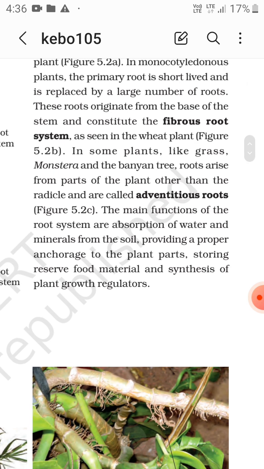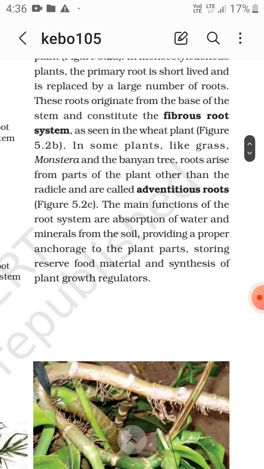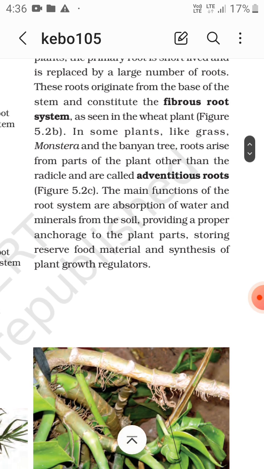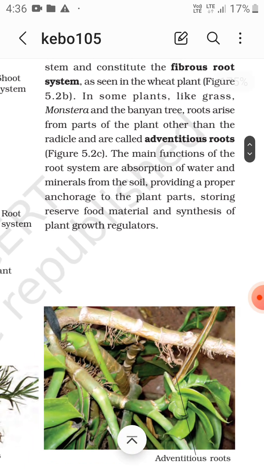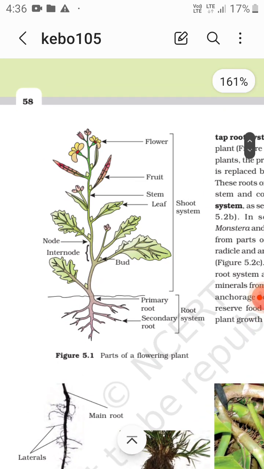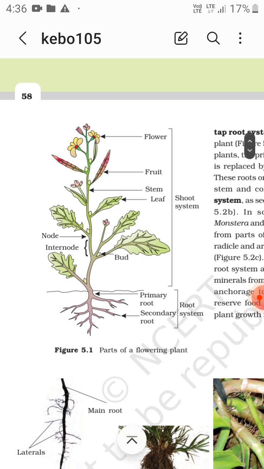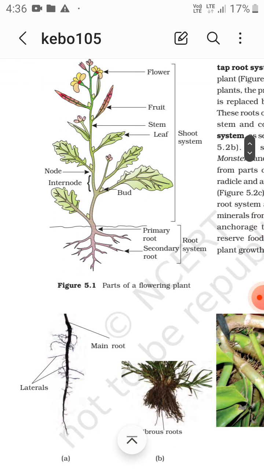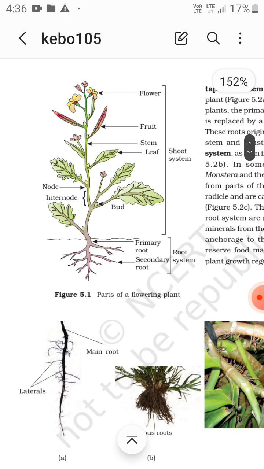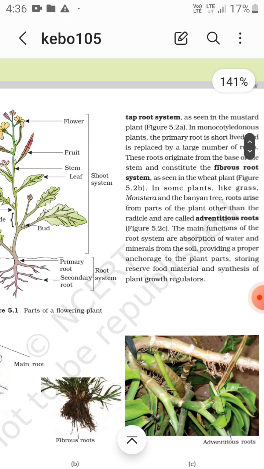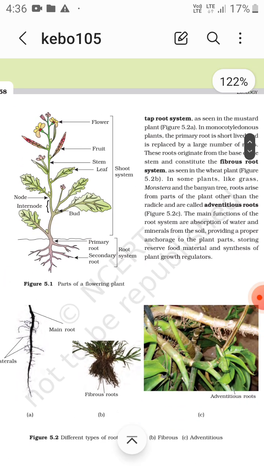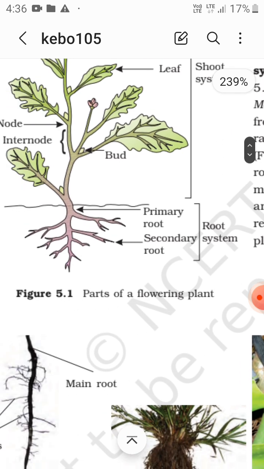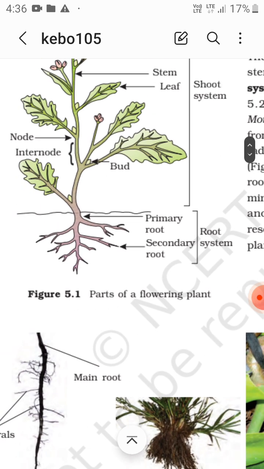The main functions of the root system are absorption of water and minerals from the soil, providing proper anchorage to the plant parts, storing reserve food material, and synthesis of plant growth regulators. You can see up above the ground is the shoot system. It consists of flower, fruit, stem, leaf, bud, and node and internode. Below the ground level is the root system with primary root and secondary root. It can be a taproot system, a fibrous root system, or an adventitious root system, but what is shown is the taproot system because there is a primary root and secondary roots.